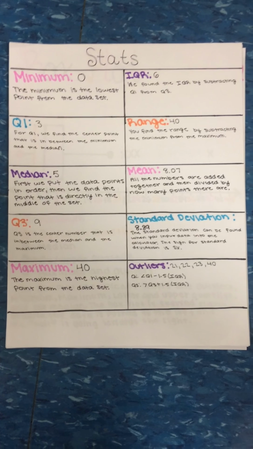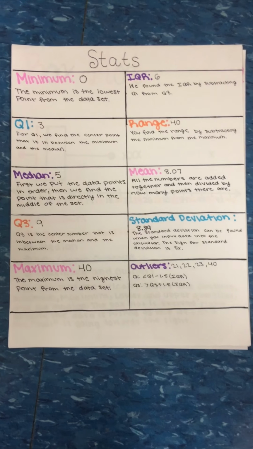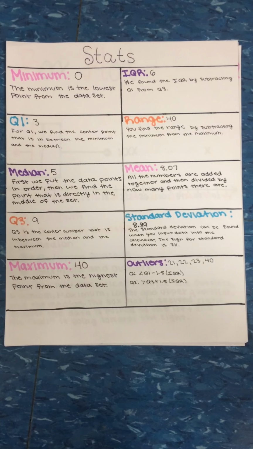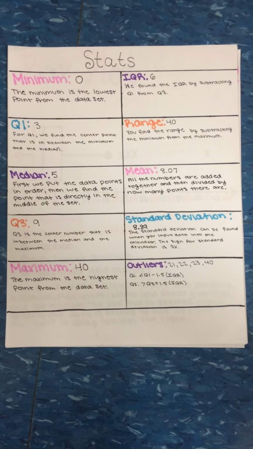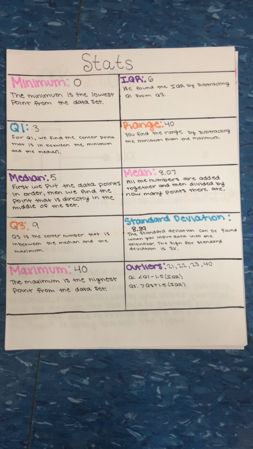Q3 is 9. Q3 is the center number that is in between the median and the maximum. Our maximum is 40. The maximum is the highest point from the data set. The IQR is 6. We found the IQR by subtracting Q1 from Q3. The range is 40. You find the range by subtracting the minimum from the maximum.